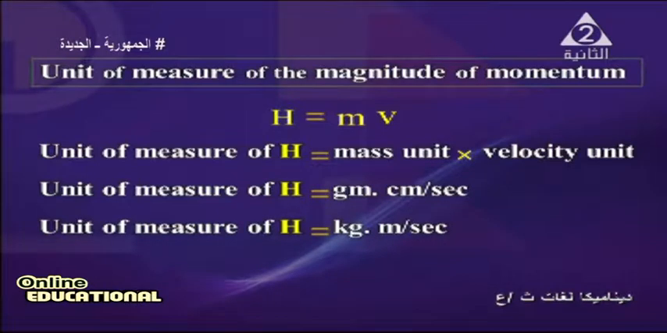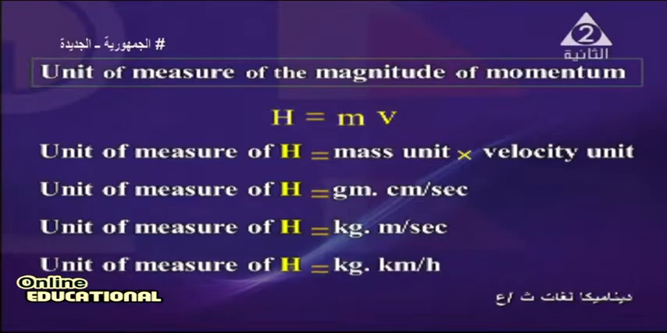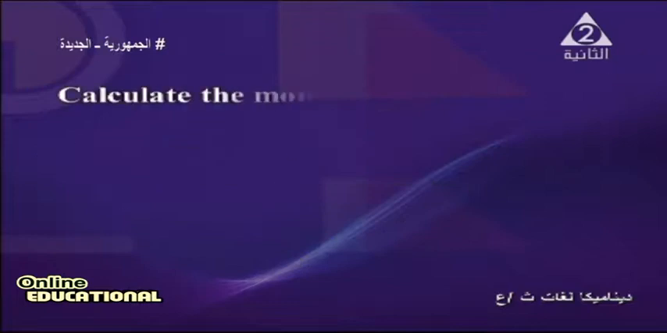Or kilogram times meter per second: kilogram is the unit of mass, and meter per second is the velocity unit. And we can use kilogram times kilometer per hour: kilogram is the mass unit and kilometer per hour is the velocity unit. Let's start with the first example.